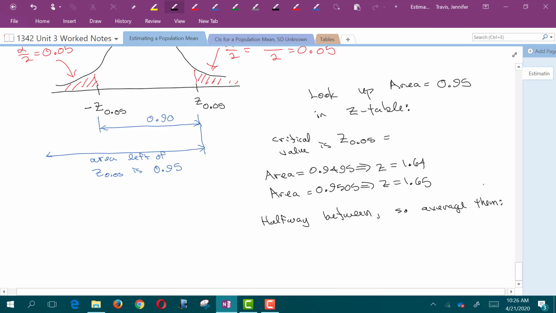And you can probably do this in your head, but if not, you can take your calculator and you can add them together and you can divide by 2, and this is going to give me what? 1.645. Okay, 1.645, you can see how that could be done in your head, right? And so that's going to be what I'm going to use for my z-score.